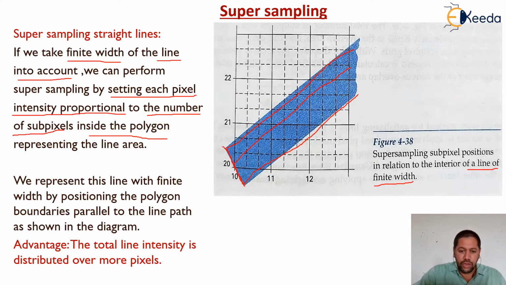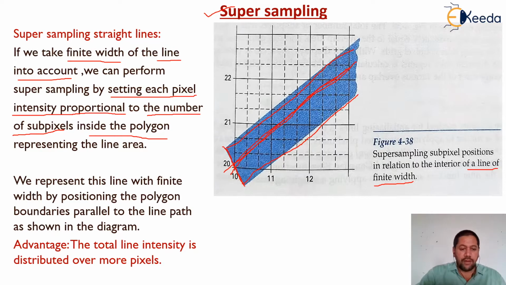Now if I consider my pixel, this pixel is going to cover this, so appropriately we are going to set the intensity. My actual line is this, but what we do in super sampling is calculate or represent the pixel at higher resolution. So instead of considering it as one pixel, I have divided it into 9 subpixels, which is the better method.